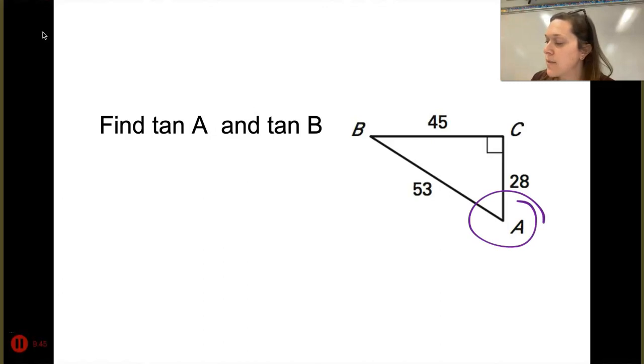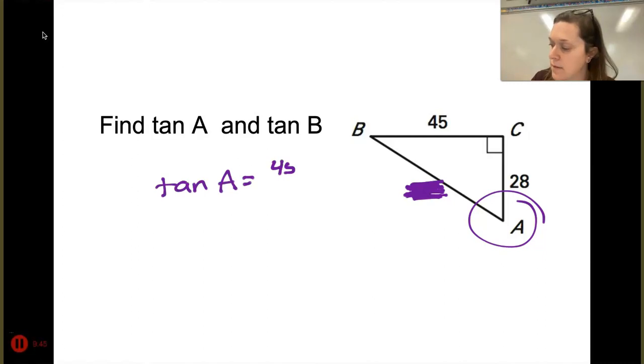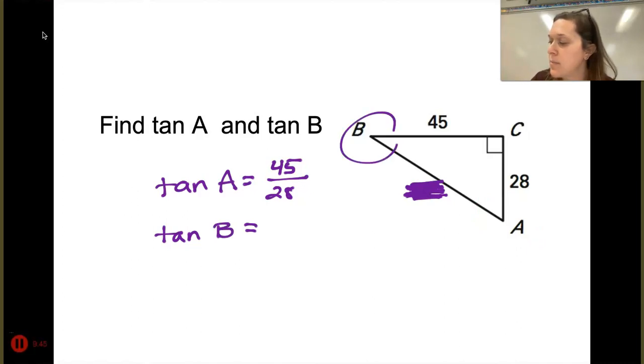A is my reference angle. Tangent, remember, the hypotenuse is not in play. It's just opposite over adjacent. So the tangent of A in this problem would be opposite, so 45, over the adjacent, which is 28. The tangent of B would be the reciprocal, right? So if I change my reference angle from A to B, then opposite of that would be 28. Adjacent would be 45.